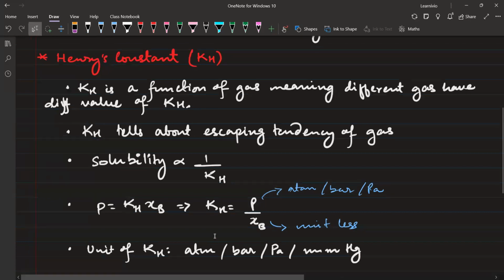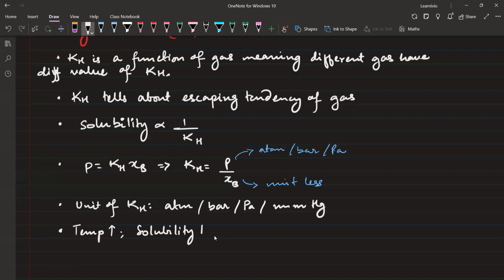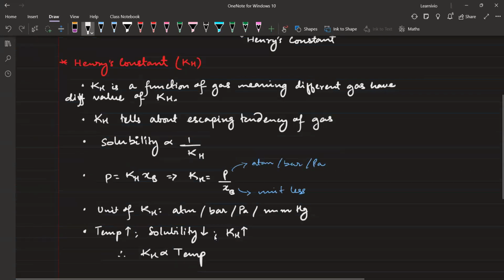Another thing is how KH depends on temperature. We have seen previously that if I increase the temperature in a solution containing gaseous molecules, the solubility decreases because the gas will escape out easily. We have seen that solubility and KH have an inverse relationship. So if solubility decreases, the KH value will be higher. Therefore, KH is directly proportional to temperature. Please write this point down.